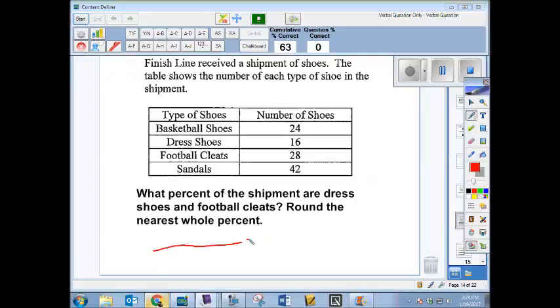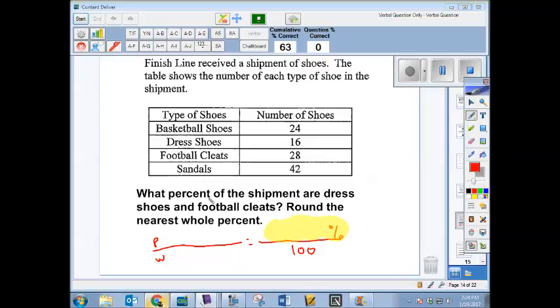So if we were doing this one, we would say, okay, this is going to be my part. This is going to be my whole. This is going to be percent over 100, right? Now, we're trying to figure out the percentage. Sit down. We're trying to figure out the percentage, right, everybody? That's what we're trying to figure out because it says what percent, right? That kind of makes it pretty easy of what we're going to be doing.